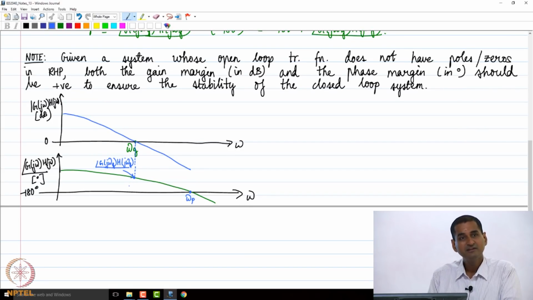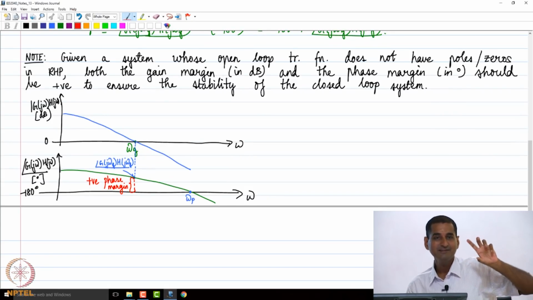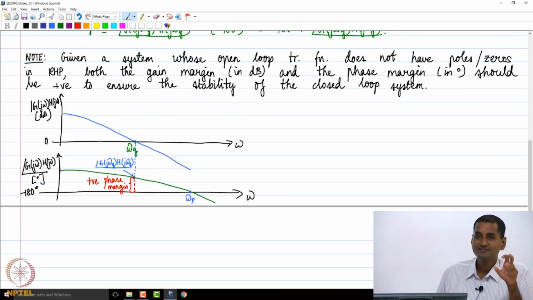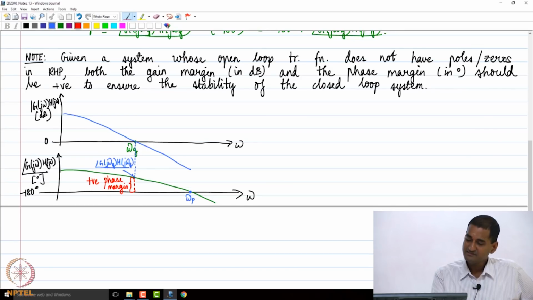Now what will be the phase margin? From this angle you need to subtract minus 180. That means this is the phase margin, and it is a positive phase margin. If you get a Bode plot like this, this is the phase margin, because you are getting the difference between the phase at the gain crossover frequency and minus 180. Since the phase at the gain crossover frequency is less negative than minus 180, you are going to have a positive phase margin. Now how will I get the gain margin?